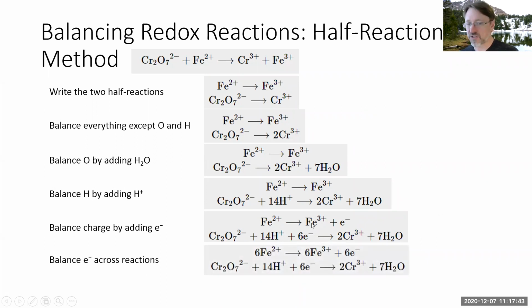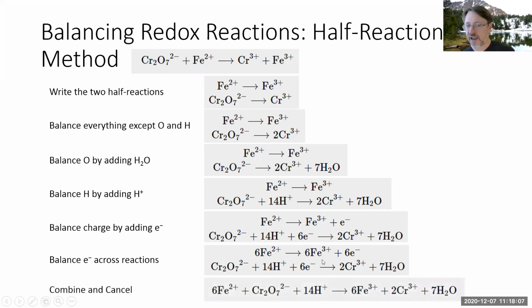We balance the electrons across the reaction. So this is like in the previous examples where we said if we were losing 6 electrons and gaining 1 electron, we needed to multiply through by 6. We're doing exactly the same thing here. So because we have 6 electrons transferred in the bottom step, we need 6 electrons in the top step, so we need to multiply the top step by 6.